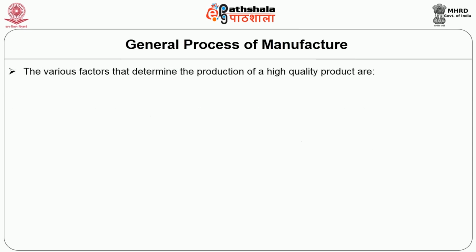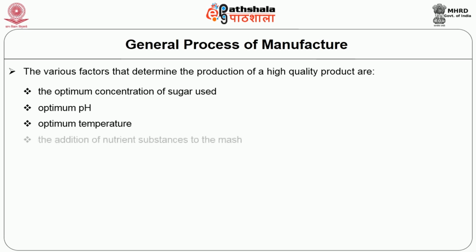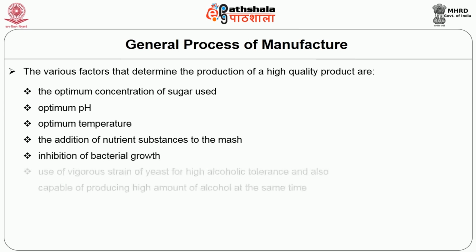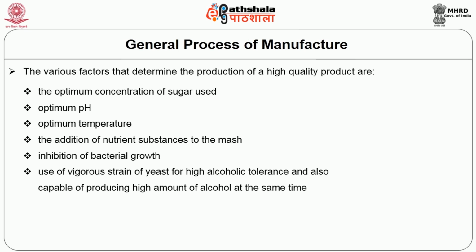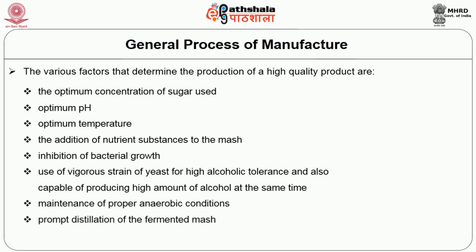The various factors that determine the production of a high quality product are the optimum concentration of sugar used, the optimum pH, the optimum temperature, the addition of nutrient substances to the mash, inhibition of bacterial growth, use of a vigorous strain of yeast with high alcohol tolerance that is also capable of producing a high amount of alcohol, maintenance of proper anaerobic conditions, and prompt distillation of the fermented mash. This entire process is shown in the diagram.